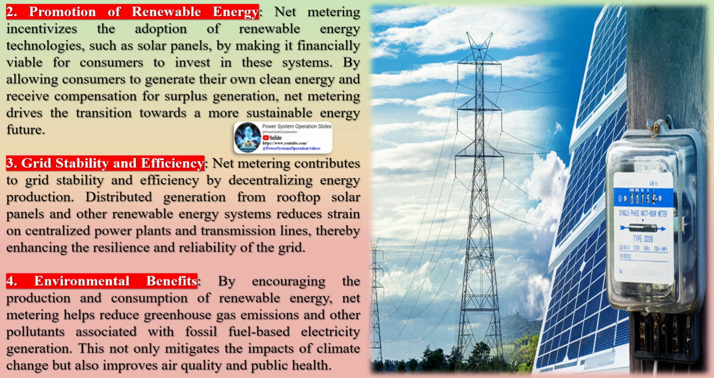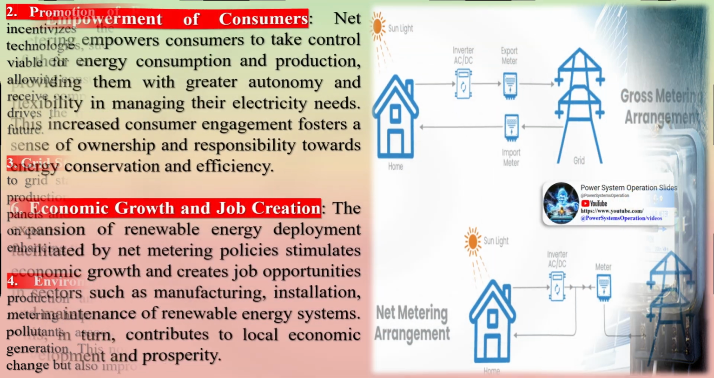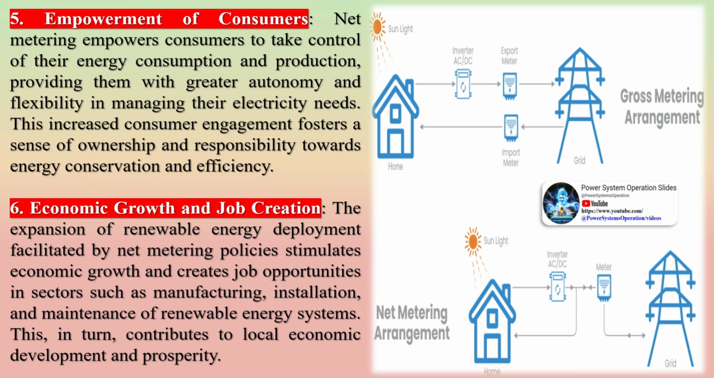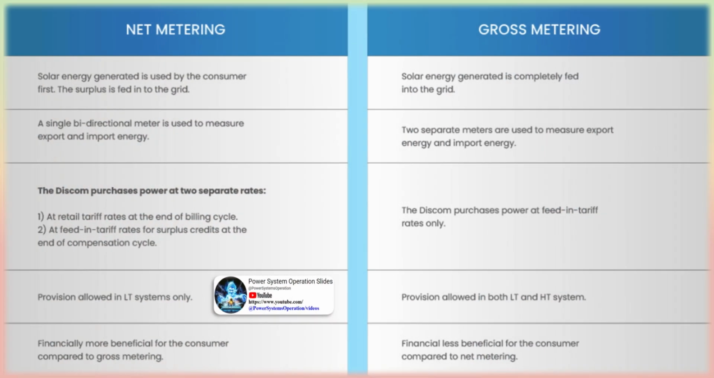3. Grid stability and efficiency. Net metering contributes to grid stability and efficiency by decentralizing energy production. Distributed generation from rooftop solar panels and other renewable energy systems reduces strain on centralized power plants and transmission lines, thereby enhancing the resilience and reliability of the grid. 4. Environmental benefits. By encouraging the production and consumption of renewable energy, net metering helps reduce greenhouse gas emissions and other pollutants associated with fossil fuel-based electricity generation. This not only mitigates the impacts of climate change, but also improves air quality and public health.